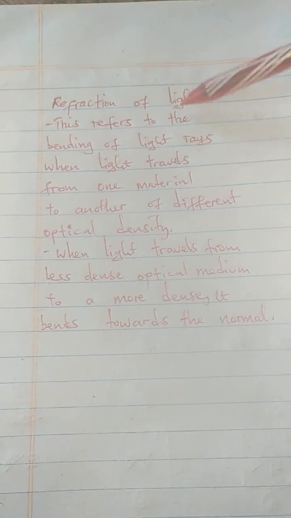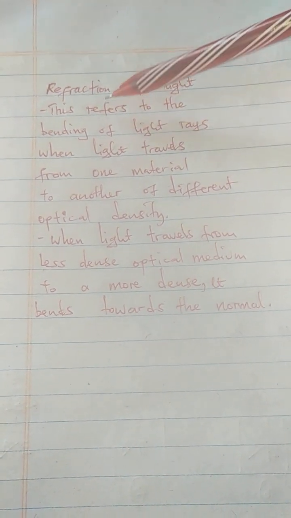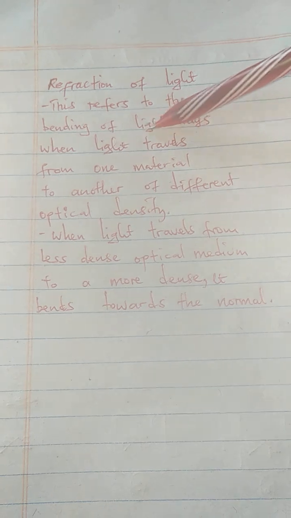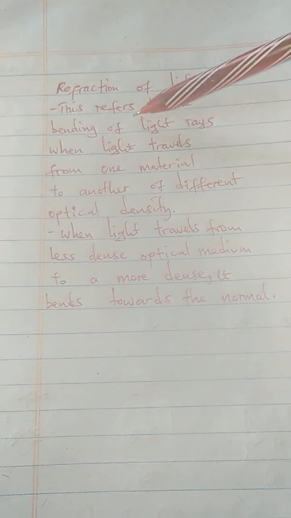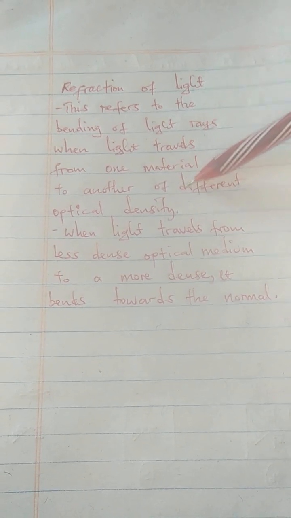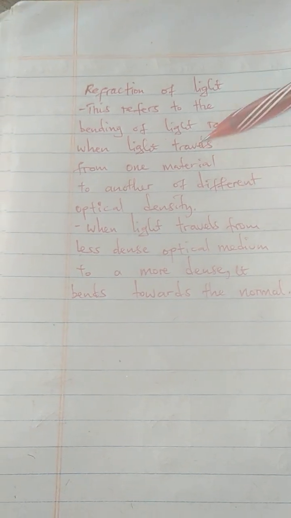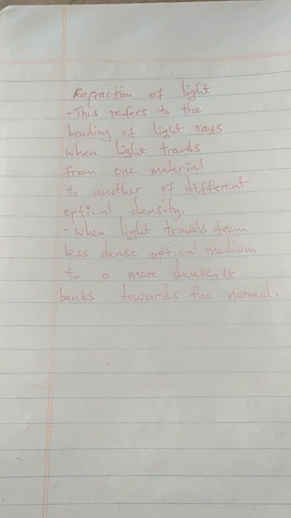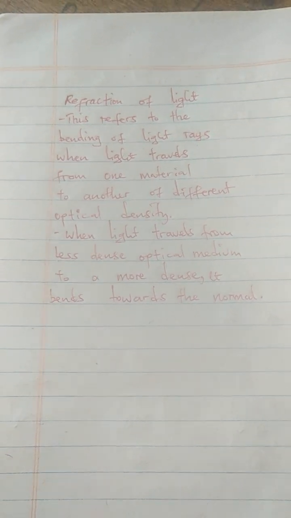Okay, so we're looking at reflection of light. When you talk about reflection of light, this refers to the bending of light rays when light travels from one material to another of different optical density. When light travels from a less dense optical medium to a more dense one, it bends towards the normal. So light bends towards the normal. Let us look at the diagram on how light will bend towards the normal.